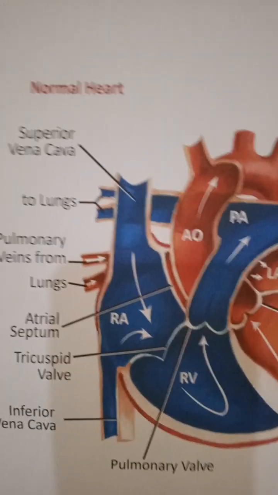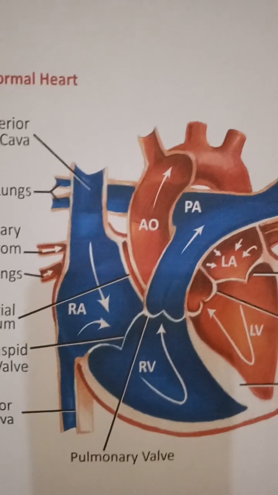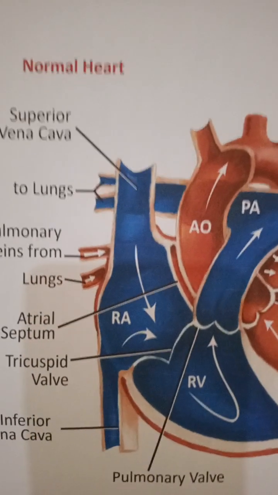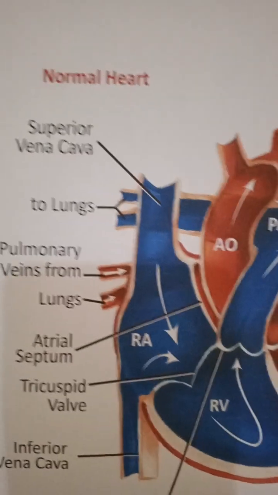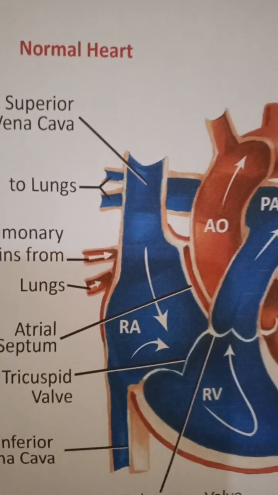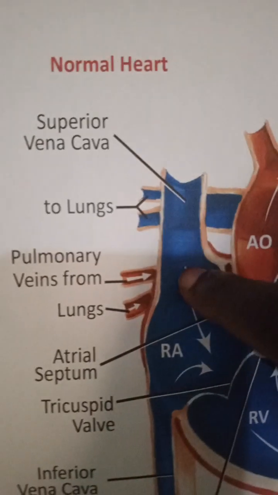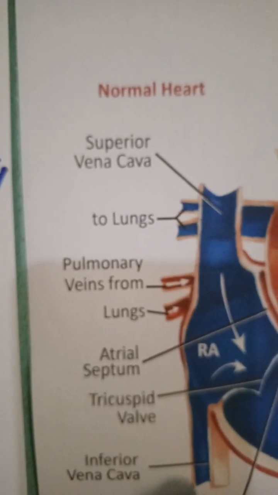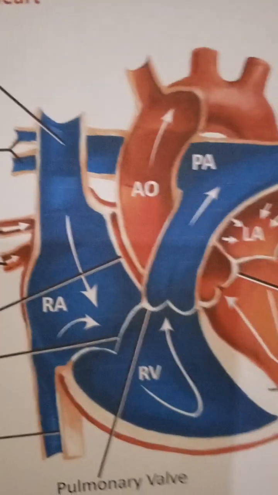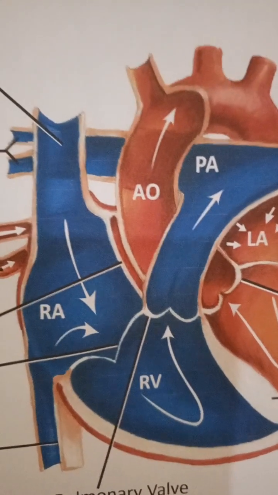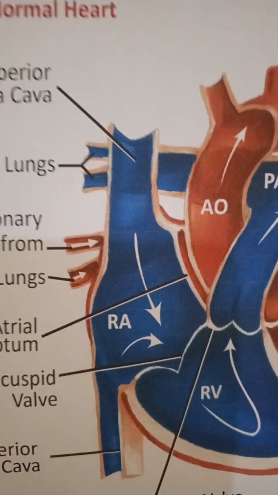Okay, so this is the diagram of the heart. The blood from the upper side of the body enters the heart through the superior vena cava, and the one from the lower part of the body enters through the inferior vena cava. These are the largest veins, the vena cava.